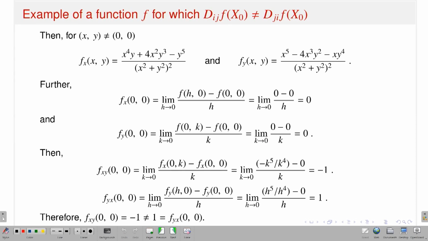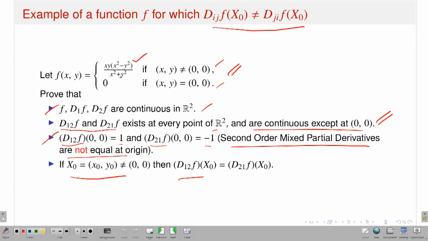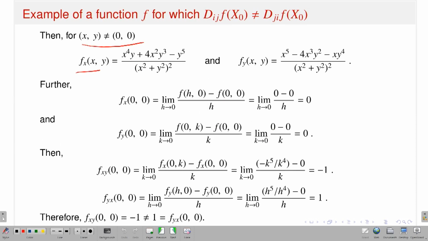Okay, look, what I have done: consider the point xy is non-zero. If xy is non-zero, then what will be your f? This should be this function, right? Xy times x square minus y square divided by x square plus y square. Then you just perform the partial derivative of f with respect to x variable, keeping y constant, and similarly with respect to y keeping x constant. This is the normal usual derivative that you are familiar with in the single variable case.